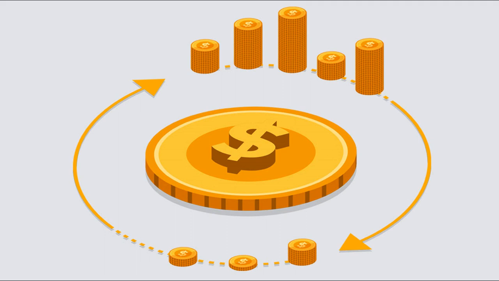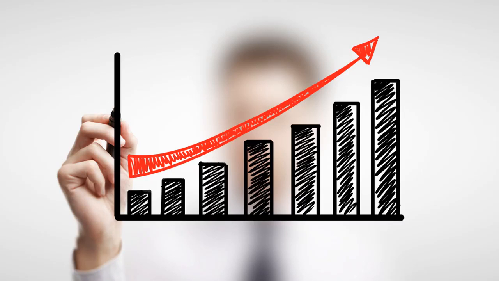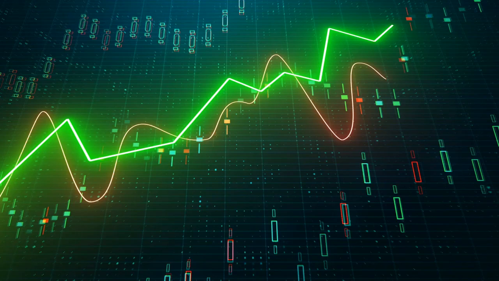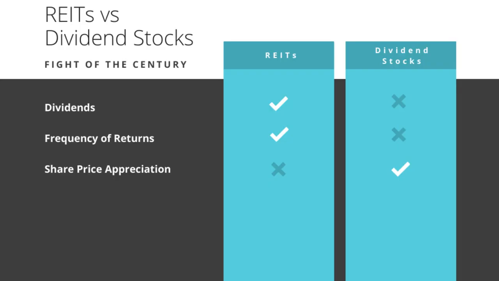Because dividend paying stocks don't typically have the same restrictions or pressures, they're able to reinvest significantly more of their earnings back into their business. This means that over the long run, there is a much greater opportunity for growth with these companies, and this is why you typically tend to see higher share price appreciation with dividend stocks over time than you do with REITs. So for share price appreciation, kind of a no-brainer here, but I've got to give it to dividend stocks. So now that is 2-1 for REITs.